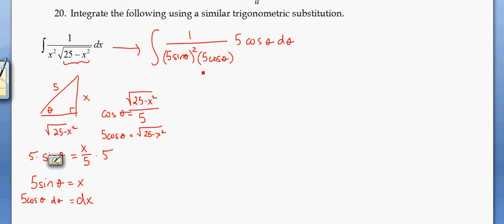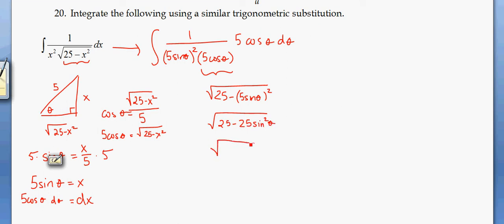I'll show you the other way to have gotten it just because we have the time. So the other way would be to just brute force 25 minus, instead of writing x squared, you'd write 5 times sine of theta, that whole quantity squared. So that's 25 minus 25 sine squared. You'd have to then factor the 25 out and be left with 1 minus sine squared. And then you have to recognize that 1 minus sine squared is the same thing as cosine squared. Then when you take the square root of each piece, you get 5 cosine theta. So you get the same result in a longer way.